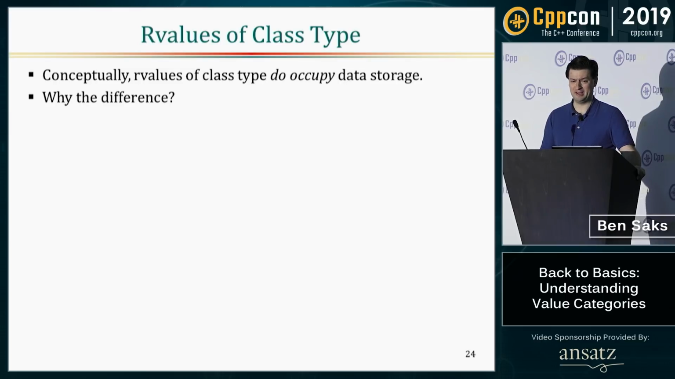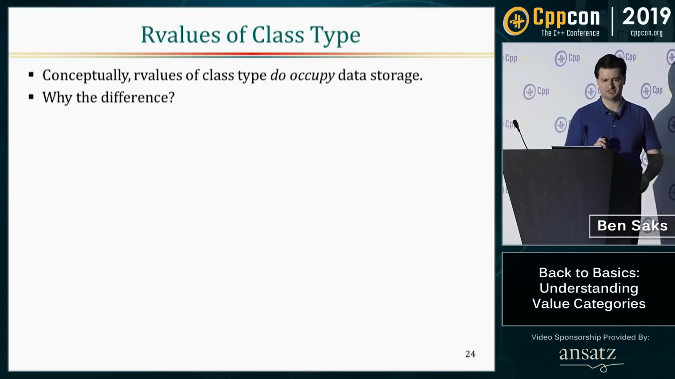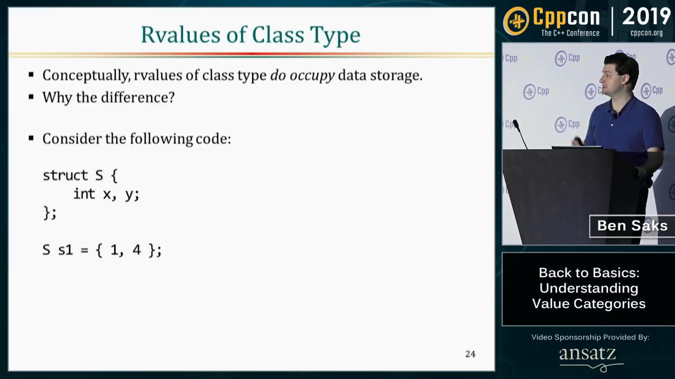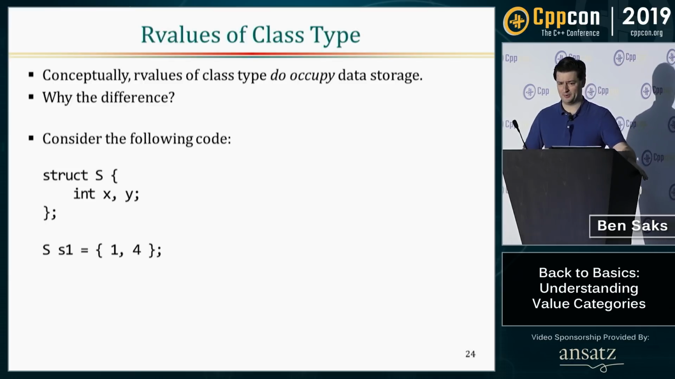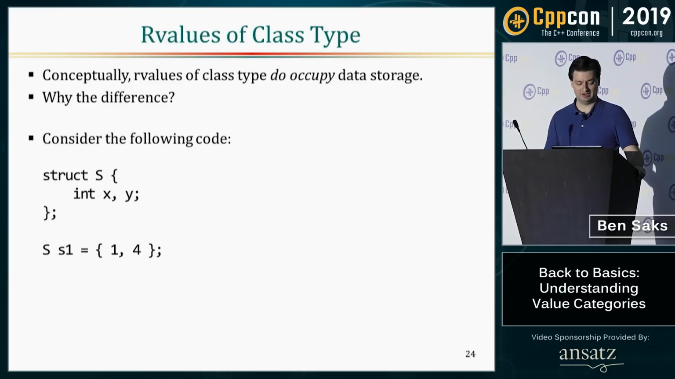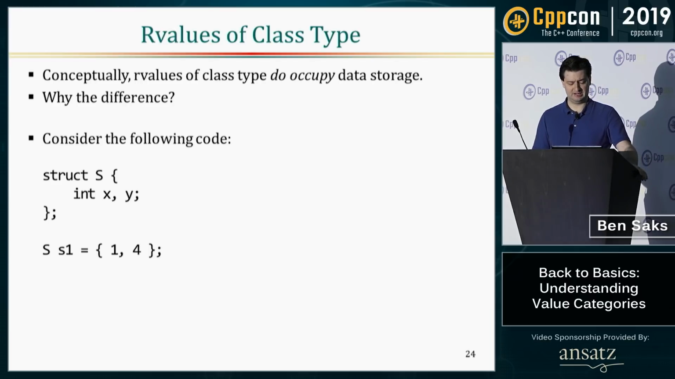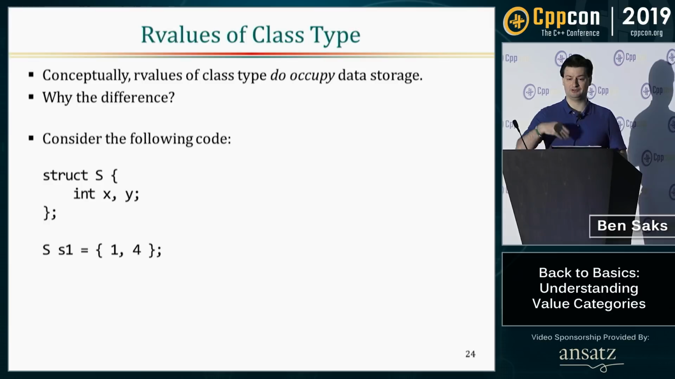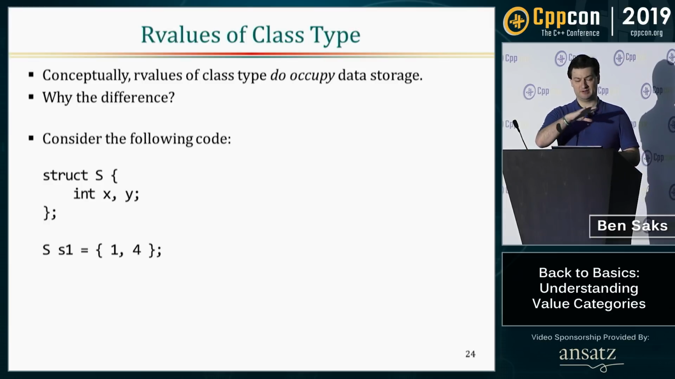Now, on the other hand, Rvalues of class types, we do think of those as occupying data storage. So why do those have to be different? Well, let's take a look at this example where we have a struct that's made up of 2 integers, x and y. By the way, when the standard refers to objects of class types, it means anything that's a class, a struct, or a union.